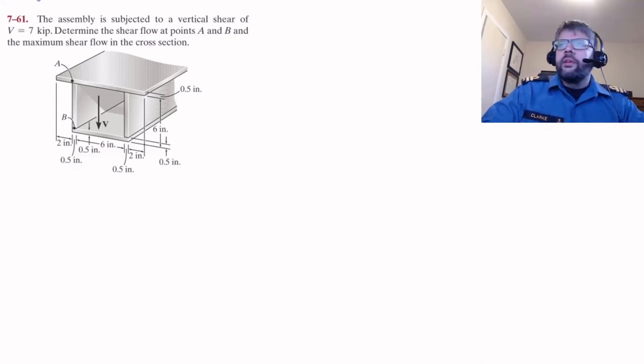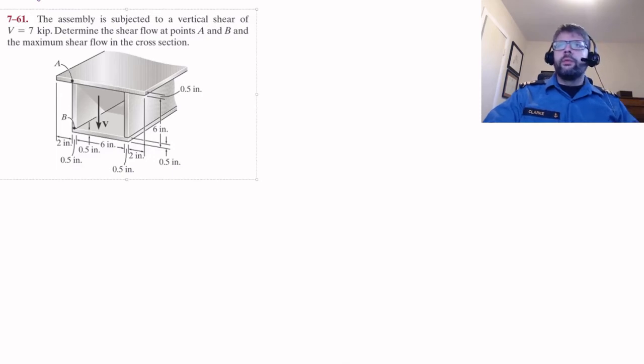Okay, so let's do another shear flow calculation for a thin-walled member. First off, let's go ahead and figure out our calculations for the I. A bit more complex than the last one, so I'm going to break this up into three distinct sections. I've got the red on the top, the green on the bottom, and let's go for purple on the sides.